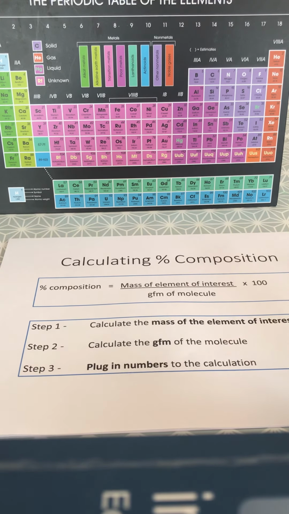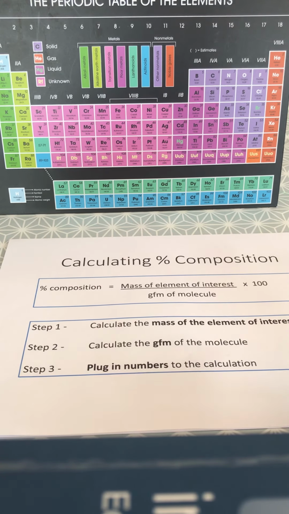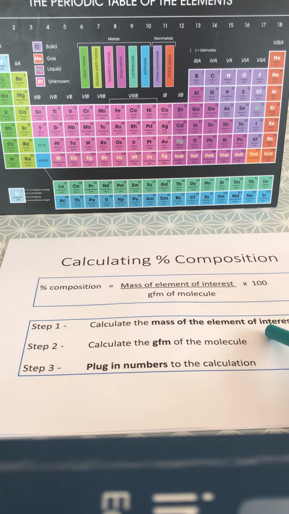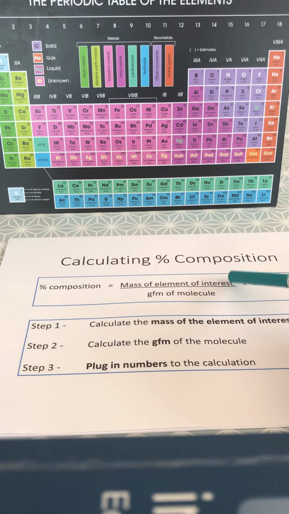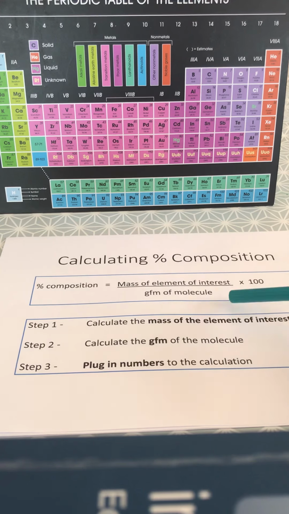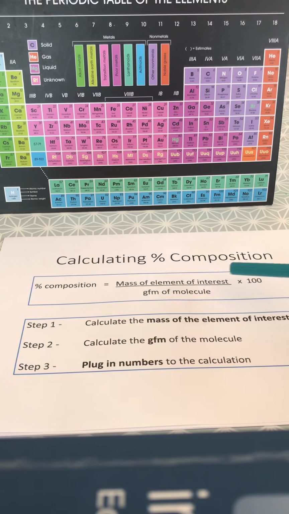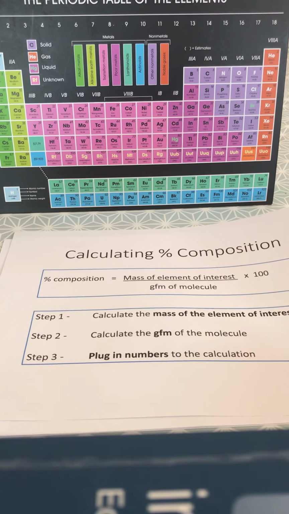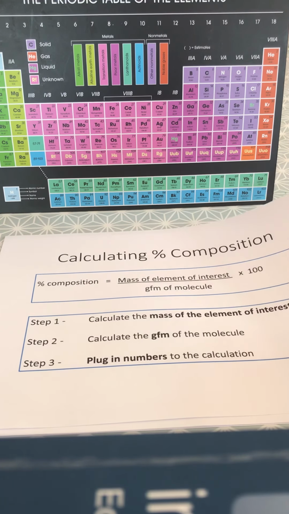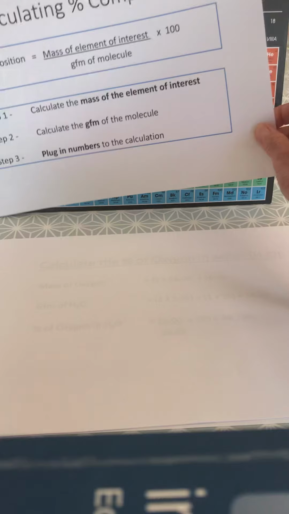To calculate the percentage composition, we can follow 3 steps. Step 1, we calculate the mass of the element of interest. Step 2, we calculate the gram formula mass for the whole molecule. And step 3, we do the sum above to work out the percentage composition. These calculations are perhaps best explained using an example.